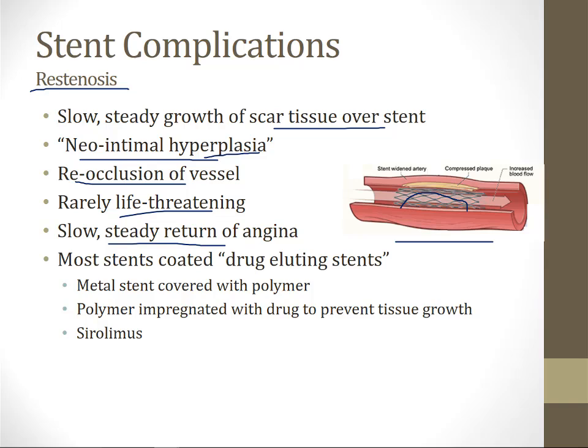To prevent this complication, most modern stents are coated with a drug. These are called drug-eluting stents. So the metal is covered with a polymer, and the polymer is impregnated with a drug that slowly elutes into the vessel over time to prevent tissue growth. The drugs that are used for this are usually chemotherapy agents. Sirolimus is a classic one, although there are others. And the idea here is to have the slow elution of this medication to block the growth of fibrous tissue.